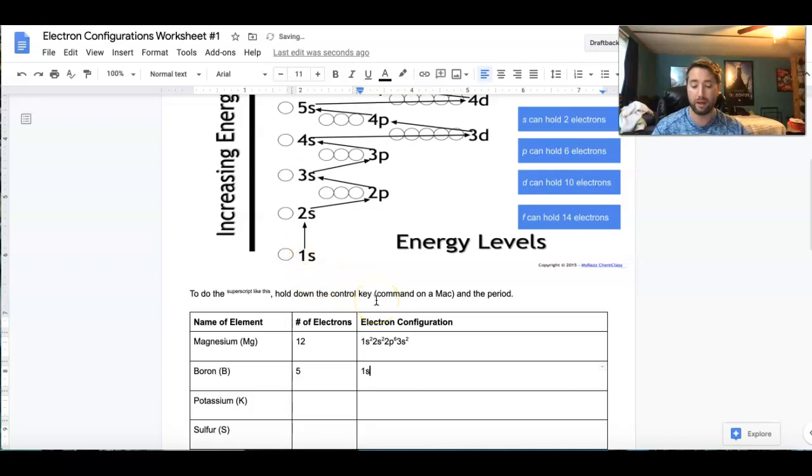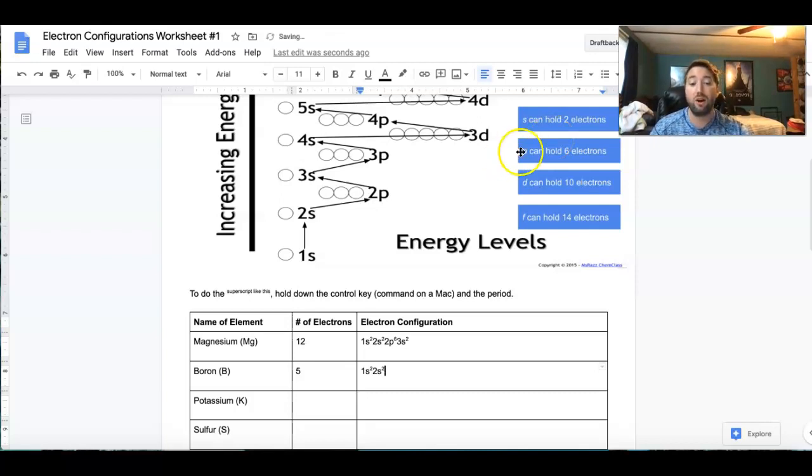So we're going to go 1s, and s can hold 2 electrons. So I'm going to hold down control and the period again. I'm going to do 2. So we've got 1s2. After 1s comes 2s. So I'm going to type in 2s, and I'm going to hold down the control and the period again to go up. And remember, s can hold 2 electrons, so I've got 2 right there.